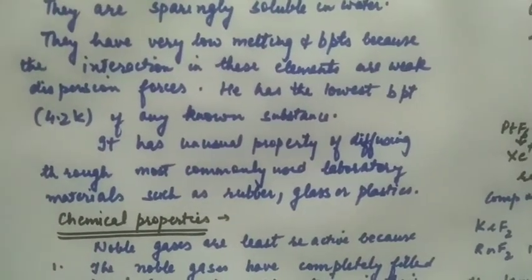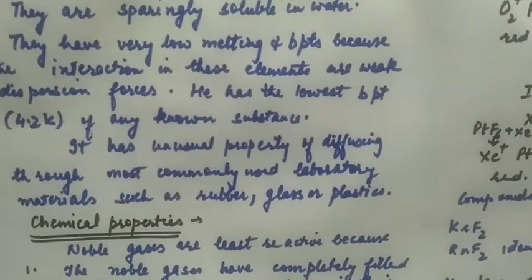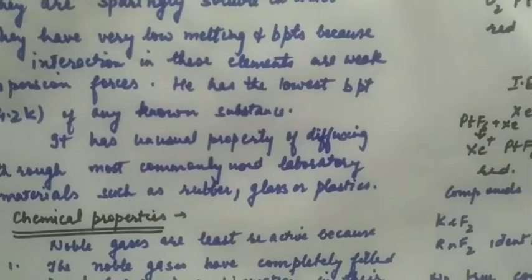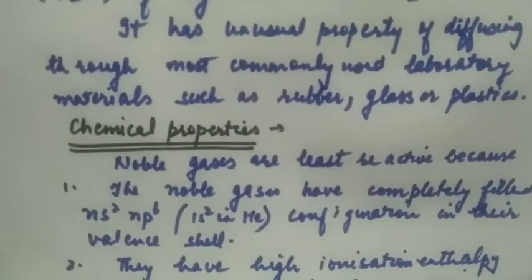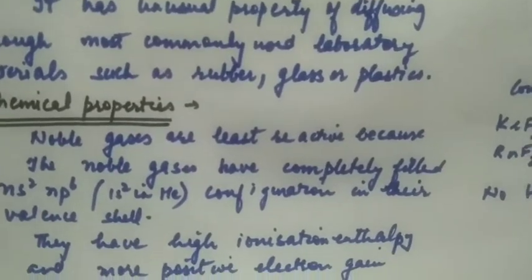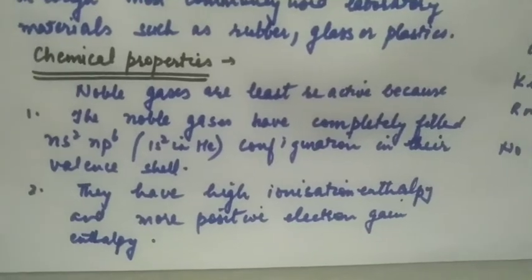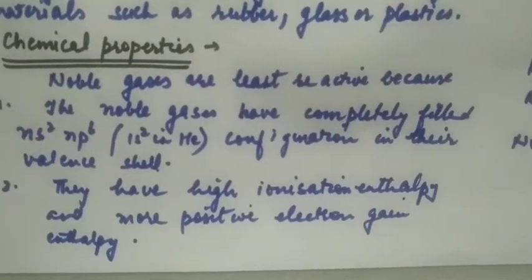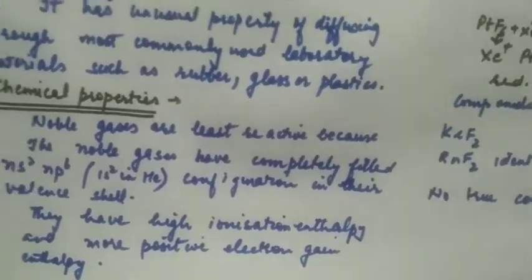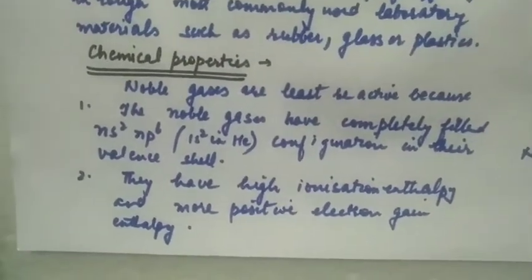It has an unusual property of diffusing through most commonly used laboratory materials such as rubber, glass or plastic, so we have difficulty storing them. Chemical properties: noble gases are least reactive elements because they have completely filled ns2 np6 configuration, except for helium, which has 1s2 in their valence shell. They have high ionization enthalpy and more positive electron gain enthalpy.